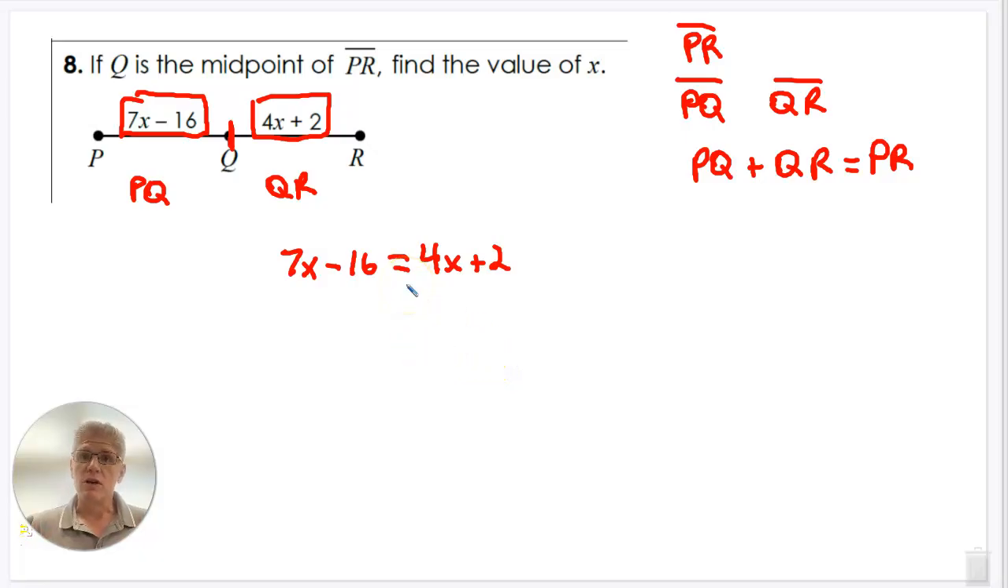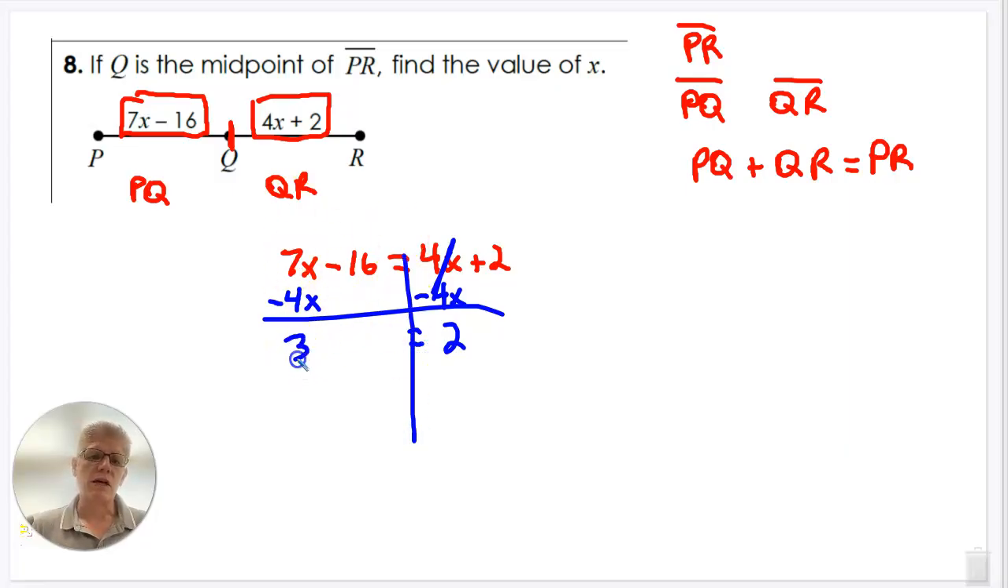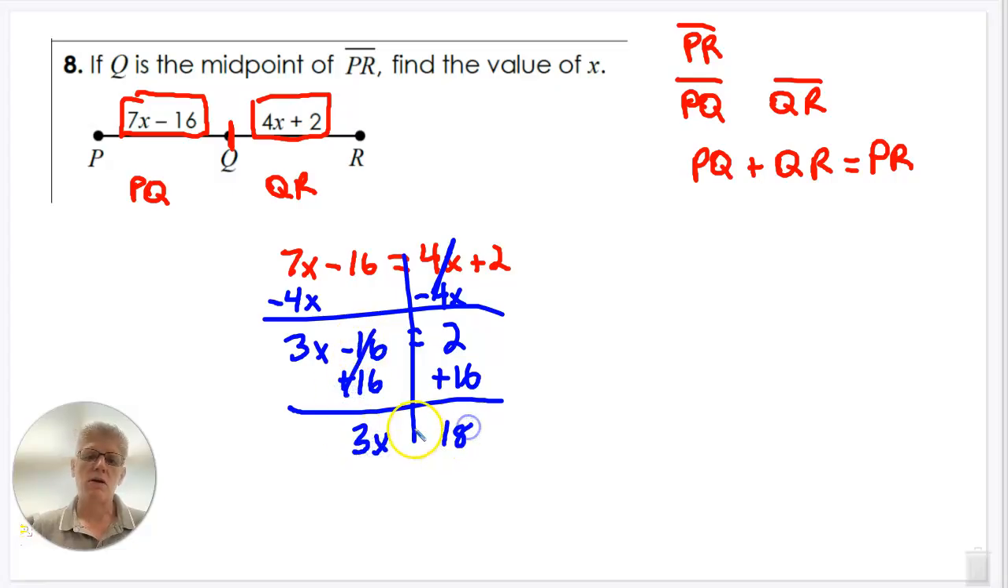Now you can see pretty quickly that we can solve this kind of problem. We've dealt with these before. We're going to get our variables on one side and our constants on the other. I'm going to subtract 4x. These will cancel, leaving me with a 2 on that side, and over here we'll have 3x minus 16. We'll add 16 to both sides, which is just a common thing we do in algebra. We get 3x is equal to 18. We divide both sides by 3, and we get that x is equal to 6.